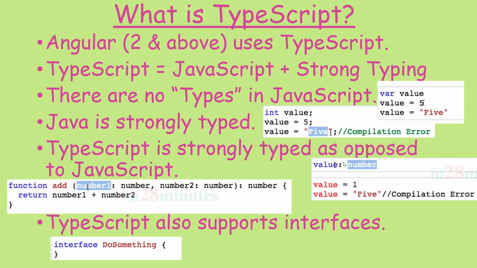So this is the TypeScript example. If we declare value as a number, then we should be able to assign only an integer to it. Trying to assign a string will result in a compilation error, just like Java. So that is the difference between TypeScript and JavaScript. And they're also saying that TypeScript supports interfaces.